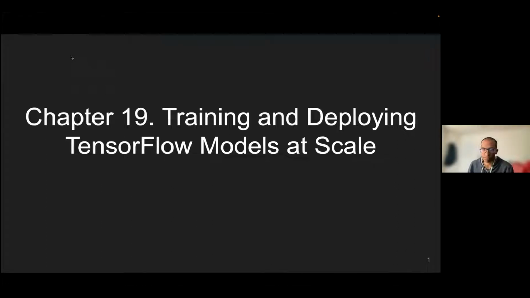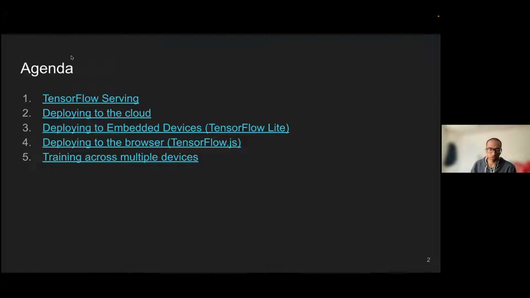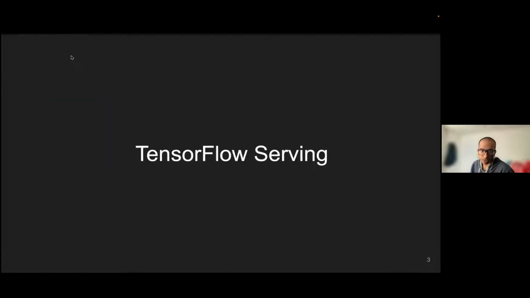So in this chapter, the author covered 5 topics. He talked about how to serve models with TensorFlow Serving, how to deploy this model on Google Cloud, how to deploy a TensorFlow model on embedded devices, how to deploy a TensorFlow model in the browser with TensorFlow.js, and finally, how to train a model on multiple GPUs and TPUs. So let's get started on the first topic, TensorFlow Serving.